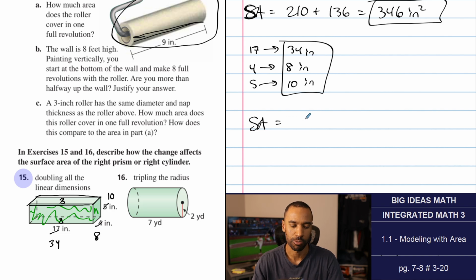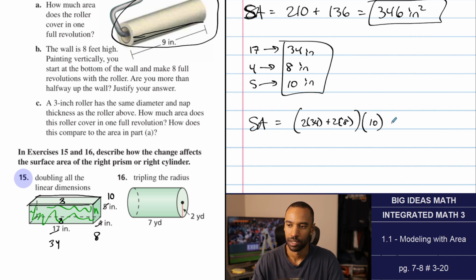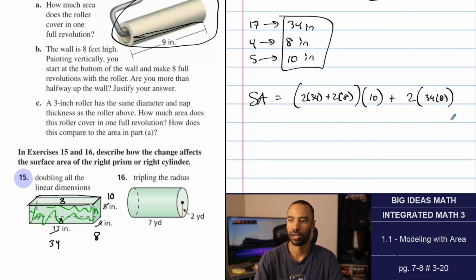Let's try that kind of fast. Perimeter of base, 2 34s plus 2 8s, times height. Height is 10. Plus area of 2 bases, 2 times 34 times 8. So a lot more to kind of unpack there once we get all this calculated.